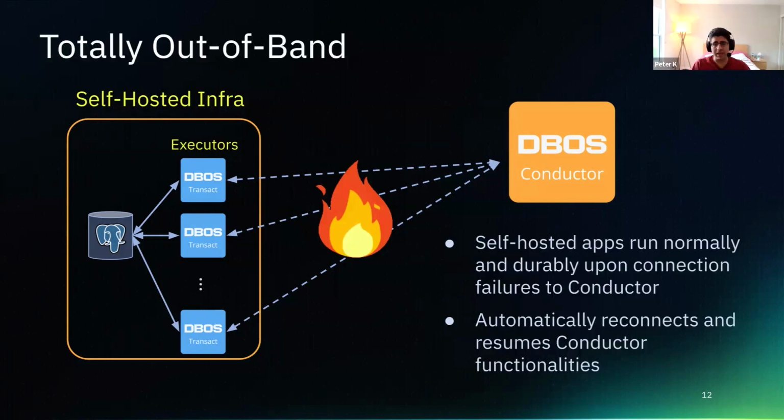This also means that Conductor is totally out of band. It's not a runtime dependency of your process. So your processes execute code normally, and if their connection to Conductor is disrupted for any reason, if there's a network outage, or Conductor itself has an outage, that won't matter for them. They'll keep running code normally and durably storing state in Postgres. And then once connectivity is restored, Conductor will detect: were there any failures? Are there any workflows that need to be recovered? And everything will resume as normal. Your application can operate normally, even in the absence of a Conductor connection.